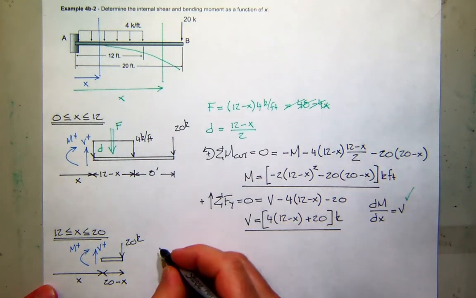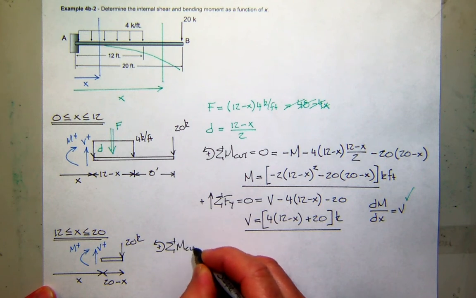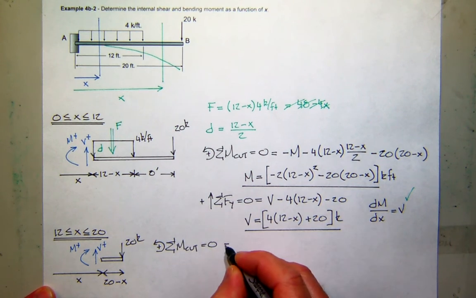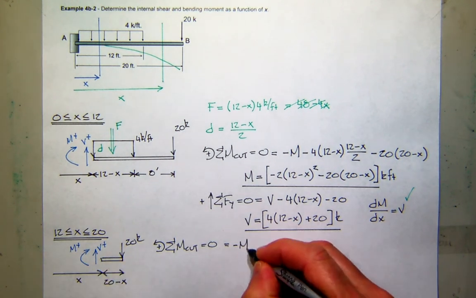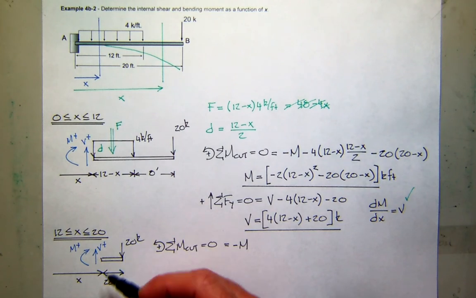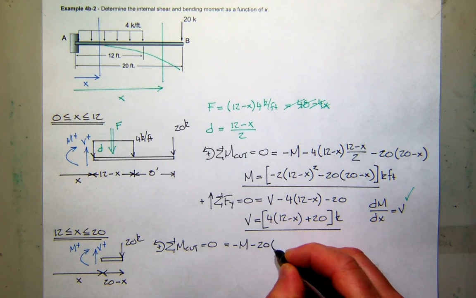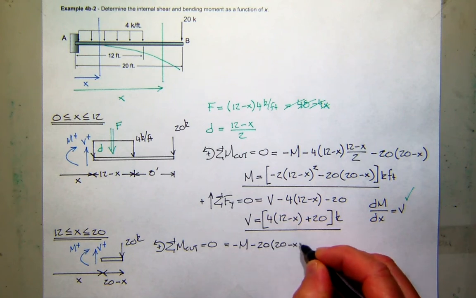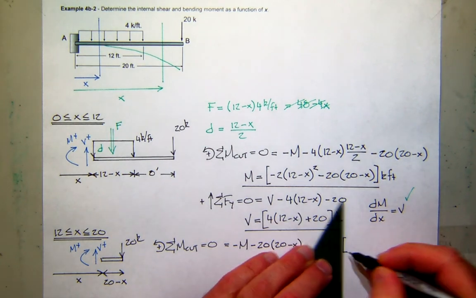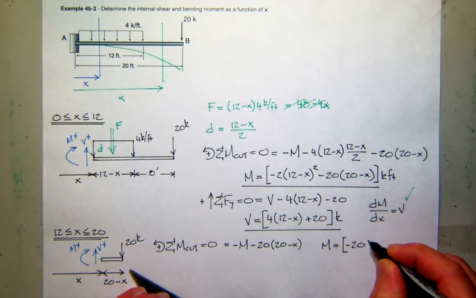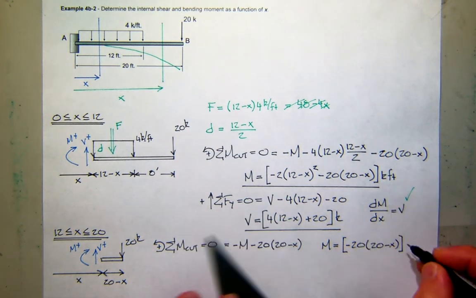So just like we did before, we can sum moments at the cut. Make sure it's in equilibrium. And what do we have? What kind of moment is this with right-hand rule? Negative. So I have negative the moment. This 20 kip force about the cut creates positive or negative moment? Negative. And it's going to be force of 20 and distance of 20 minus x. So it looks like my moment is going to be equal to minus 20 times (20 minus x). And that will be kip feet.